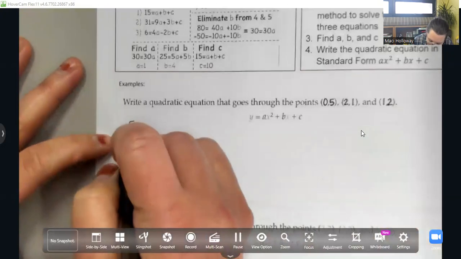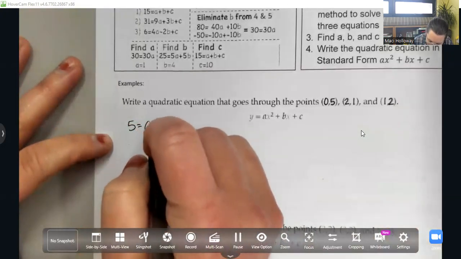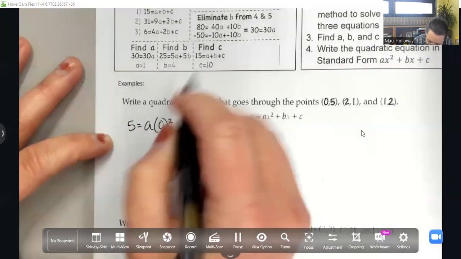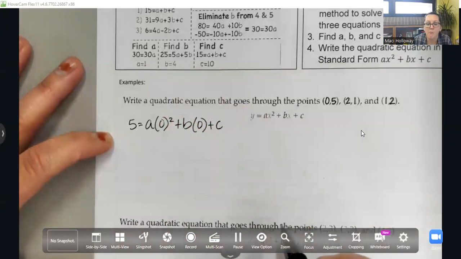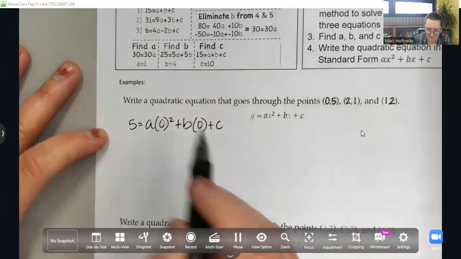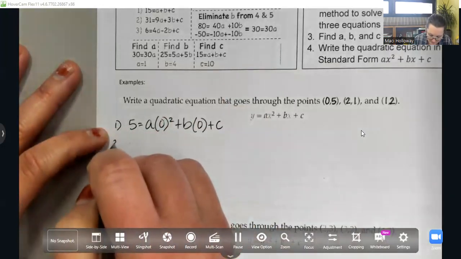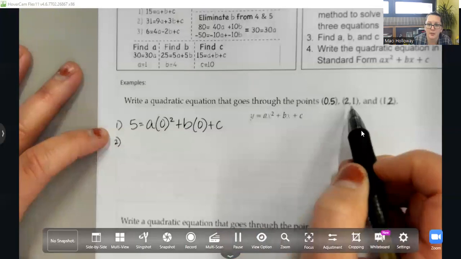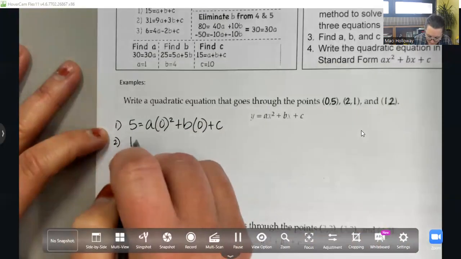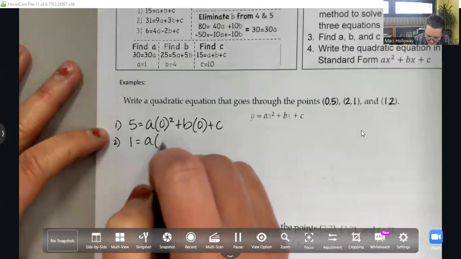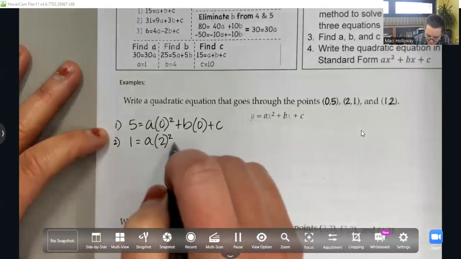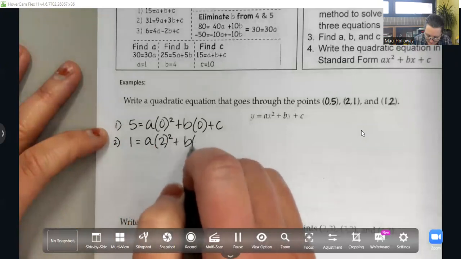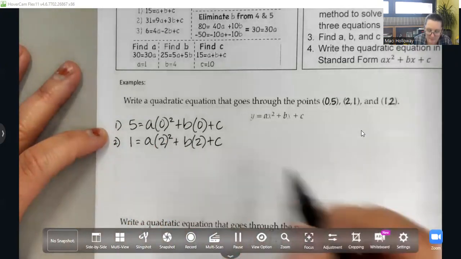We're going to say 5 equals a times 0 squared plus b times 0 plus c. So that's my first equation. Now I'm going to write a second equation with my second set of points. So instead of y, I'm going to put 1. Instead of x, I'm going to put 2. So we have 1 equals a times 2 squared plus b times 2 plus c.